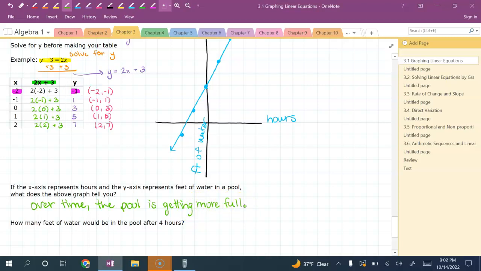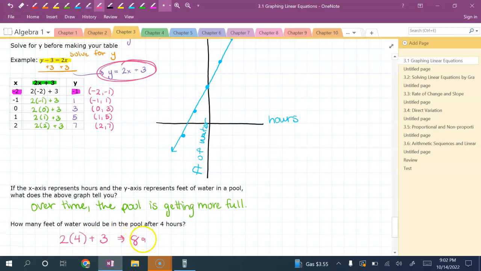Okay, another question says, how many feet of water would be in the pool after 4 hours? 4 hours would be an x value. So to find that, using that equation that we have up here, y equals 2x plus 3, I'm going to take 2, and in for x, I'm going to put the 4, and then add 3. So this would be the same as 8 plus 3, which would be 11. And that would be in feet because the y was feet. So that would be 11 feet of water in the pool.